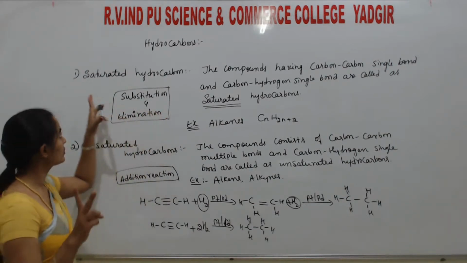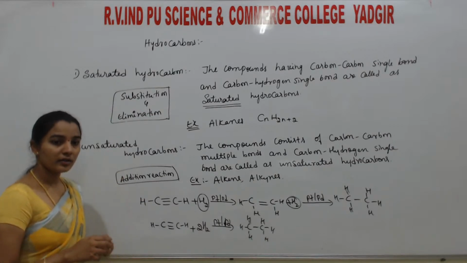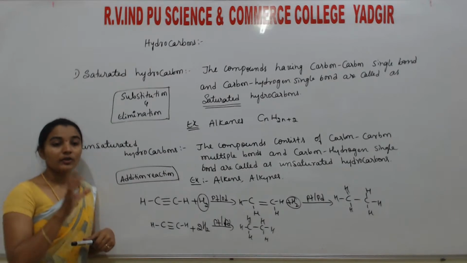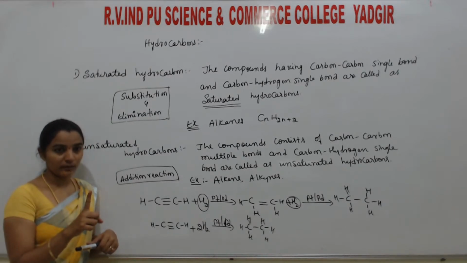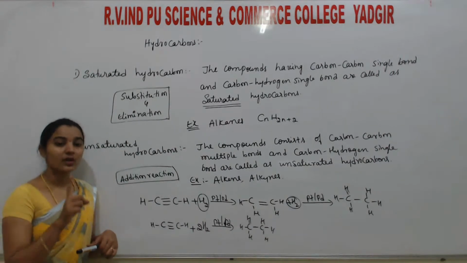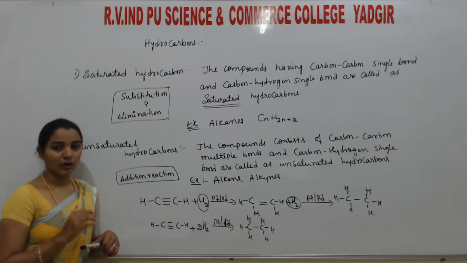It means aliphatic compounds are of two types, saturated and unsaturated. The other one is aromatic. I already explained about aromatic. If any hydrocarbon consists of at least one benzene ring, understood? A compound that consists of at least one benzene ring is said to be an aromatic hydrocarbon.